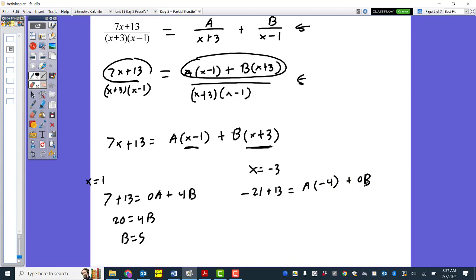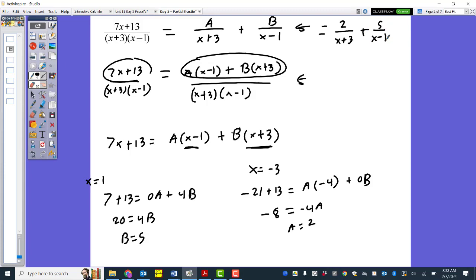We get, what is that going to be? Negative 8 equals negative 4a. So a equals 2. So now we have a and b, and we have our decomposed fractions. We have 2 over x plus 3 plus 5 over x minus 1. And if we go ahead and try and combine them, get common denominator, we end up back with that 7x plus 13.